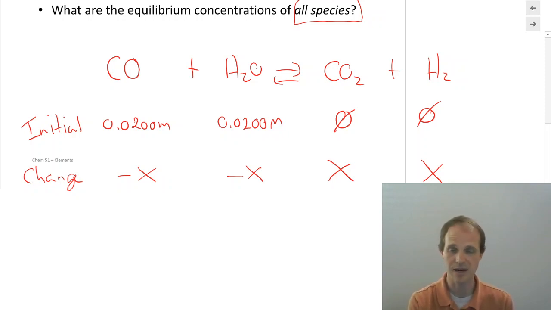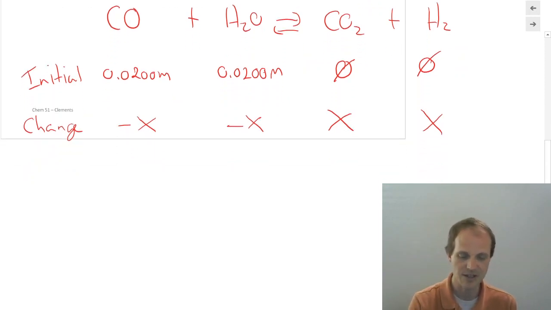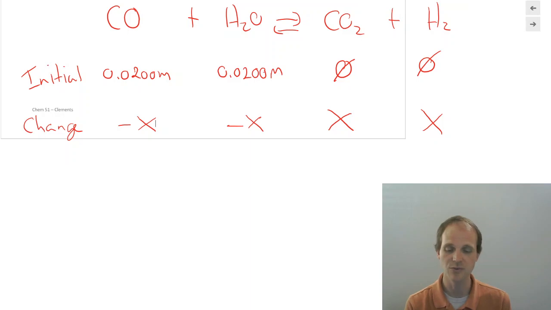Now, obviously, if we knew the numbers, we could just plug those in, but we don't, right? And so that's what changes. And we make some of this stuff and we use up some of our CO. Is that what we end up with? Do we end up with negative X of CO? No, we can't have that, right? We can't have a negative concentration of something. That's impossible. But what did we do? Well, we started with 0.02 molar and we used up some in order to make that stuff.